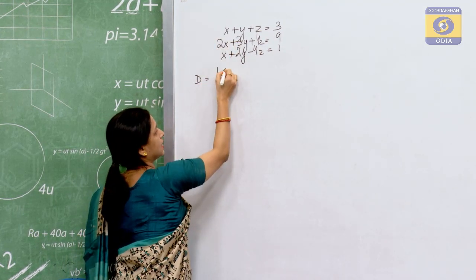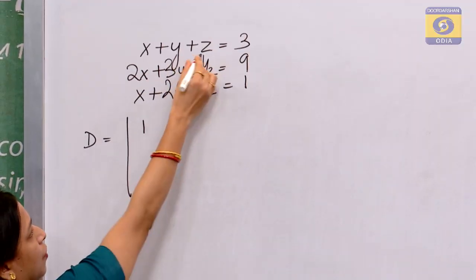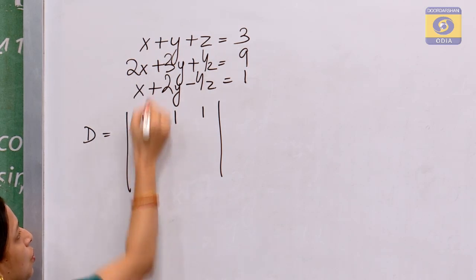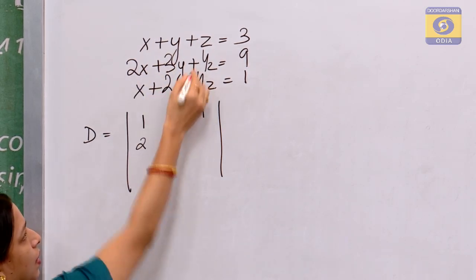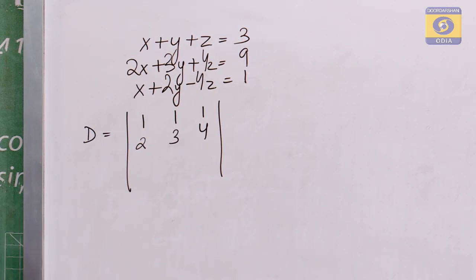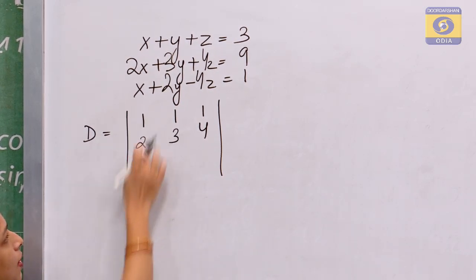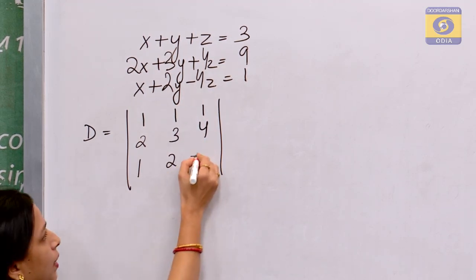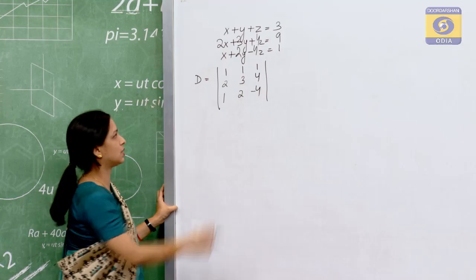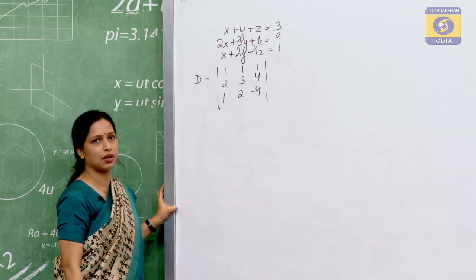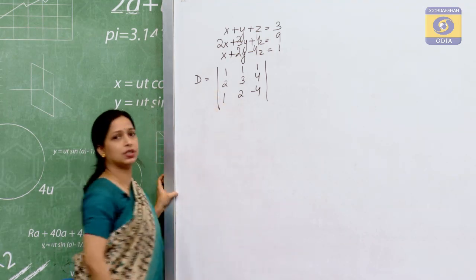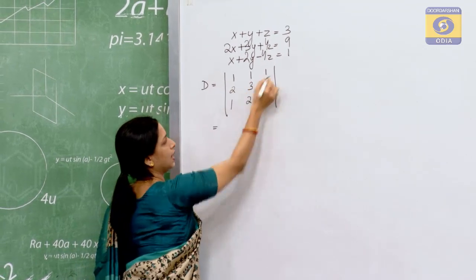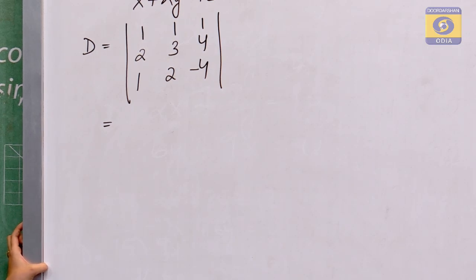Now, what are the coefficients here? The coefficients for x is 1, for y again 1, for z 1, right. Next, 2 for x, for y it is 3, for z it is 4. Here 1, here 2 and here it is minus 4, right. Okay. So, this is the determinant of the coefficients of the variables, right. Now, we have to find out the value of this determinant. So, we all know how to find it. Let us say we are finding it by expanding the first row.